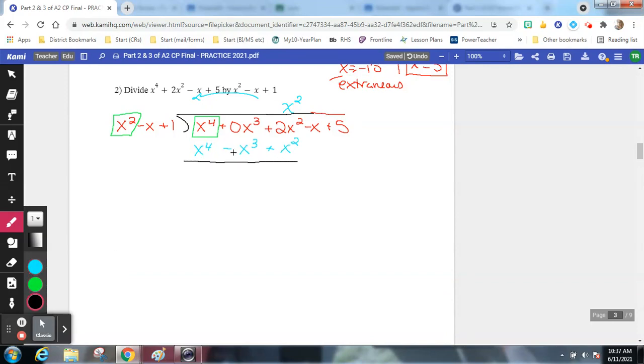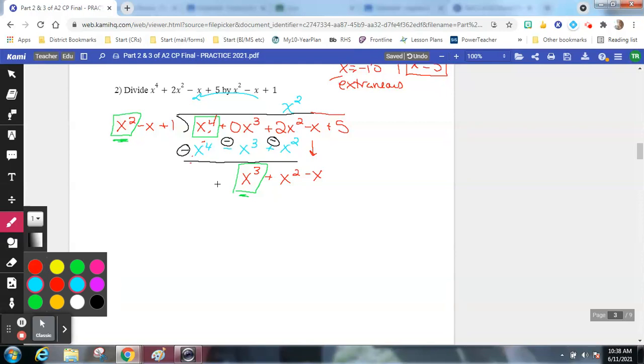Okay. We're going to take this, subtract everything down. Okay, these will cancel. 0 minus a negative is a positive x squared. 2 minus 1x squared is x squared. And then you drop down the next term and you repeat the process. What do I have to multiply an x squared by to turn it into an x cubed? Well, that would be an x. And again, same thing, I'm going to distribute. X times x squared is x cubed. X times a negative x is a negative x squared. X times 1 is a positive x.